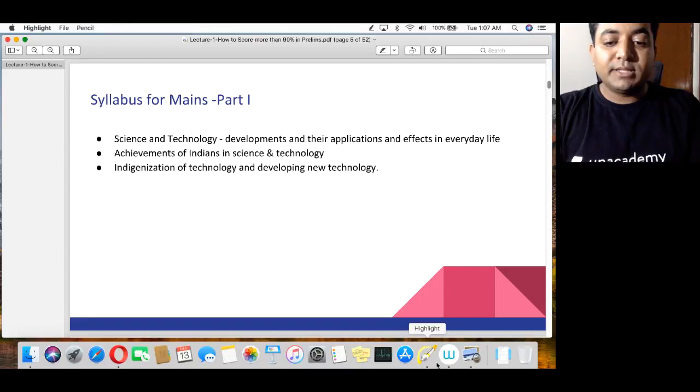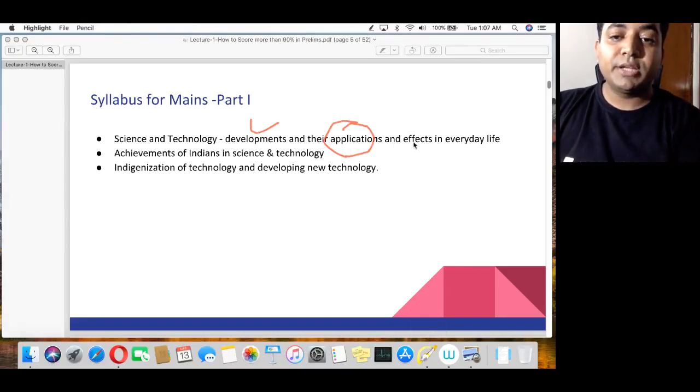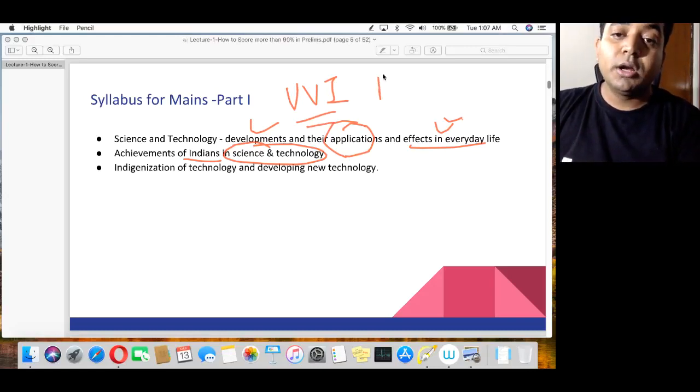Now, in main syllabus, we will discuss it quickly. So, we will discuss the development, their application and effects in everyday life. Then we will see achievements of Indians in science and technology. This is very important, okay? Because this is directly asked in the exam hall.